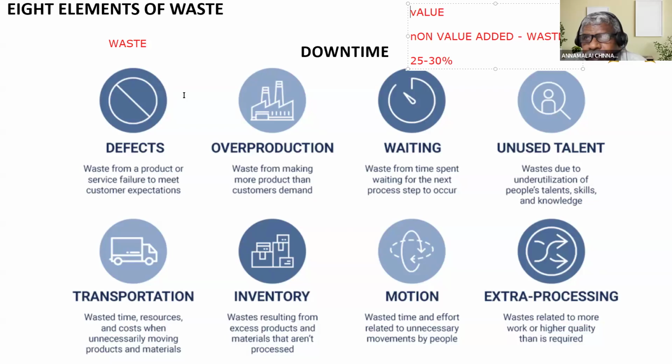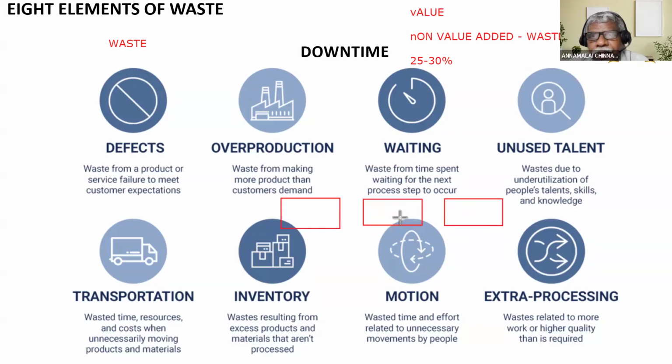Third one is waiting. In our setup, you cannot say that all the processes have the same output. For example, we have 4 sub-processes in the end-to-end process. The first process may produce at the rate of 1,000, whereas the second process can produce only at the rate of 750. So when both are running, many parts will be waiting for production in front of machine 2 because its output is less. So anytime spent waiting for the next stage of production is going to be a waste.